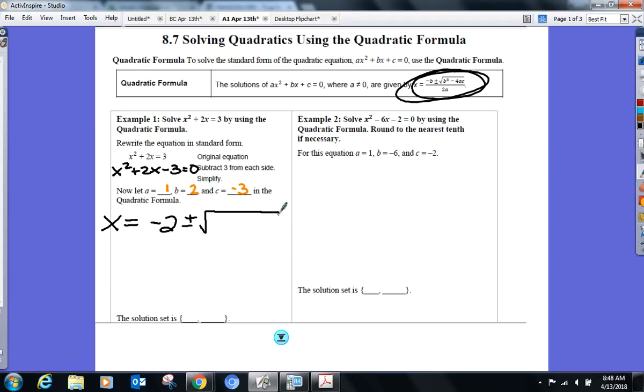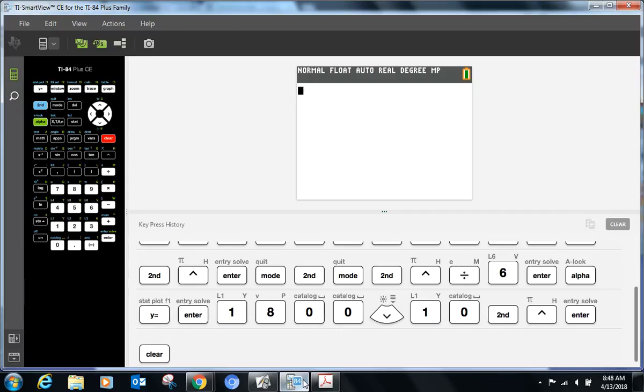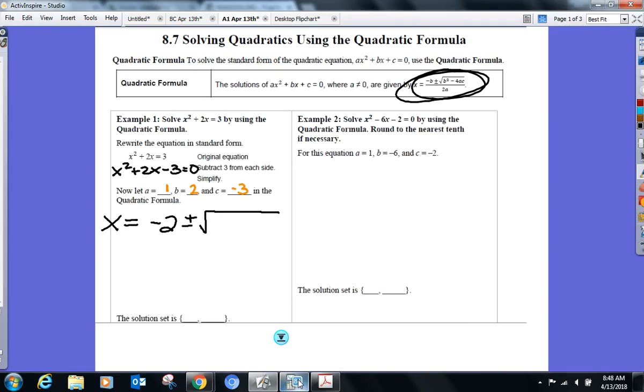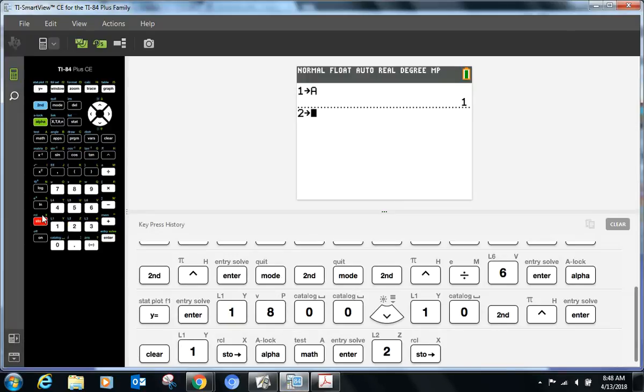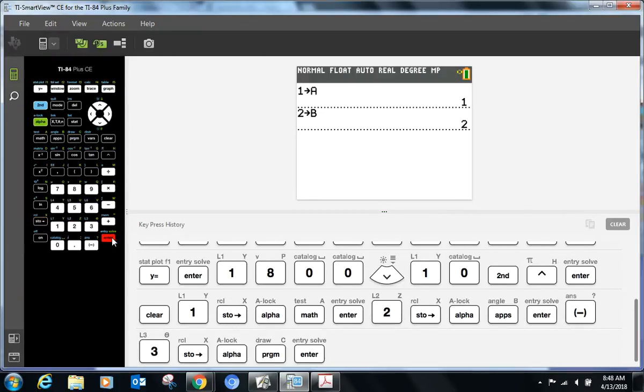Everyone knows what the A, B, and C values are, correct? Store them in your calculator right now for A, B, and C. So everyone store 1 in for A, 2 in for B, and negative 3 in for C. Store them in your calculator. Everyone's got them stored?